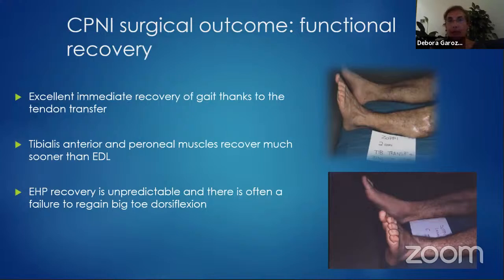Concerning functional recovery after we have done the nerve repair and the tibialis tendon transfer, the patients are usually highly satisfied because they can immediately recover a gait without steppage thanks to the tendon transfer. And then, following regeneration of the CPN, you will have recovery of the peroneal muscles and the tibialis anterior. The extensor digitorum longus recovers later, and recovery of the extensor hallucis proprius is rather unpredictable, and unfortunately sometimes it's a failure.